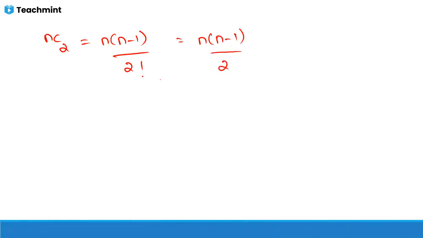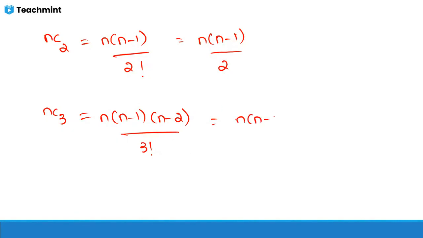Like we can say nC2 is n into n minus 1 divided by 2 factorial. In short, we can write n into n minus 1 divided by 2. nC3 means n into n minus 1 into n minus 2 divided by 3 factorial. This discussion happened during the introduction of permutations. We're just trying to recall the same. So divided by 6, n into n minus 1 into n minus 2 divided by 6.